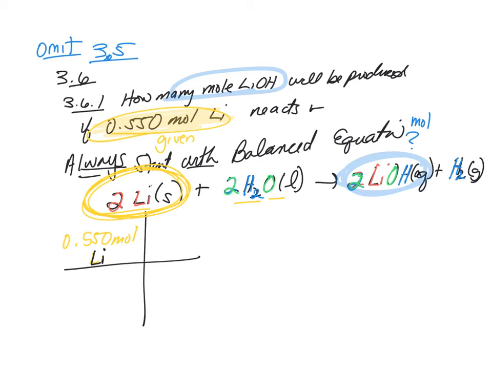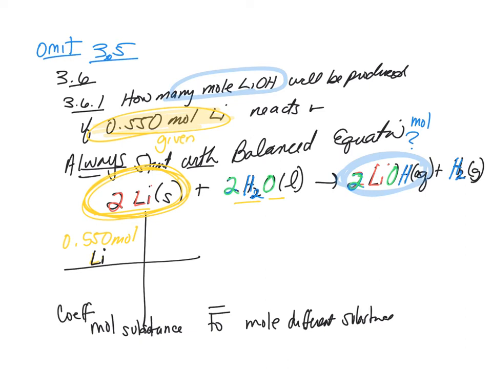And so when you're converting a mole of one substance to a mole of a different substance, when you put that equal, then you use the coefficients. So you're going to have to look at the coefficients in the balanced equation.